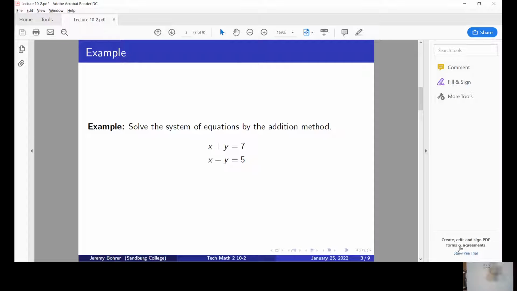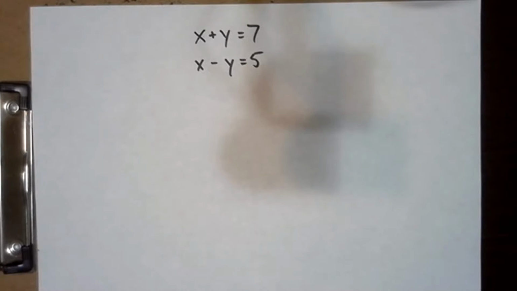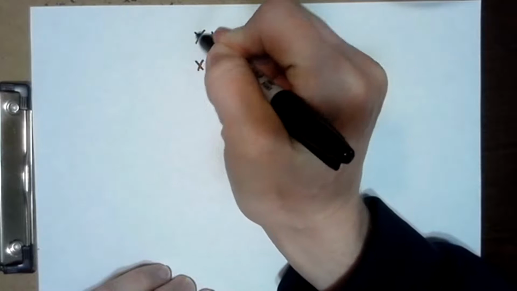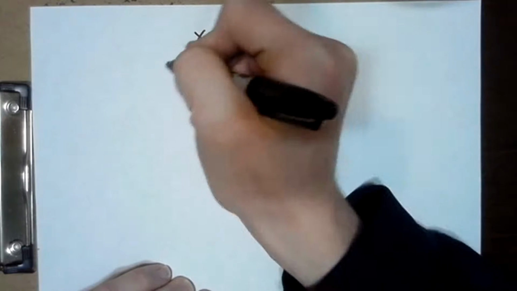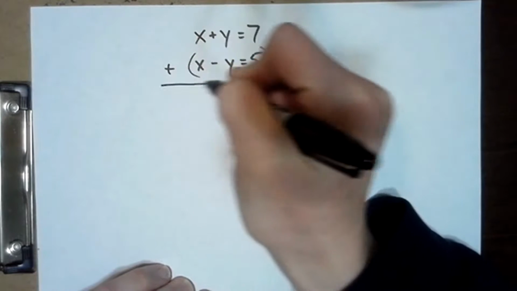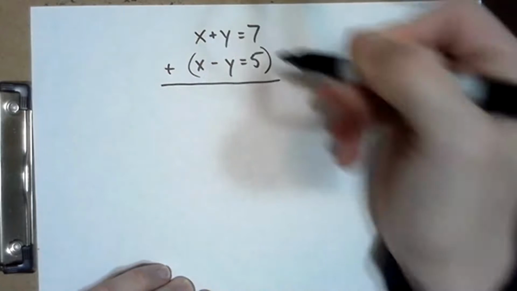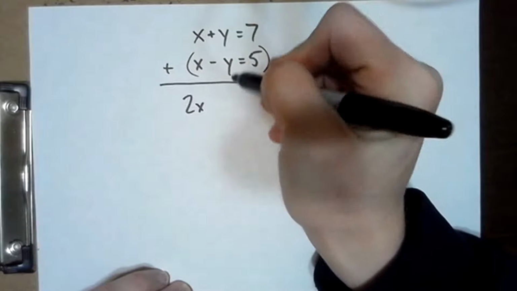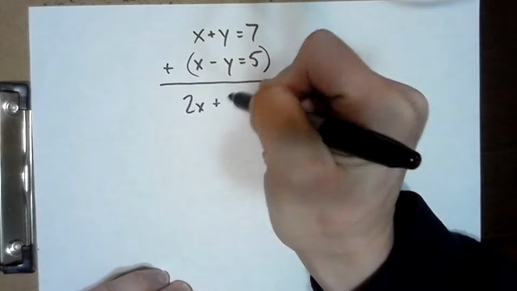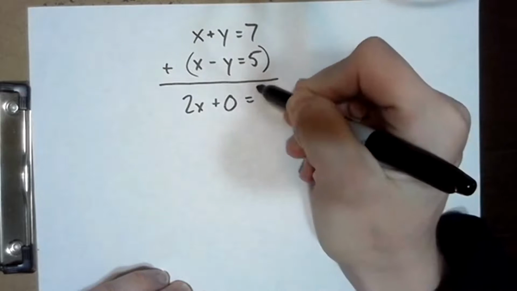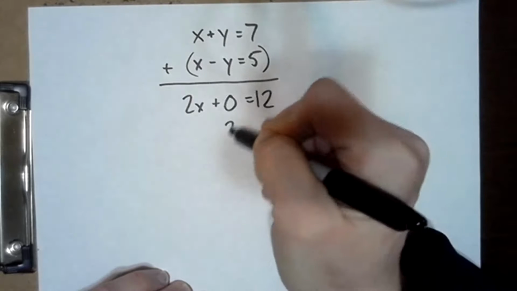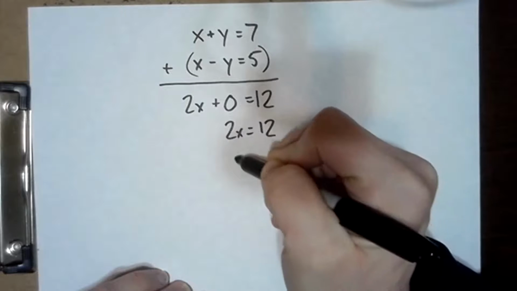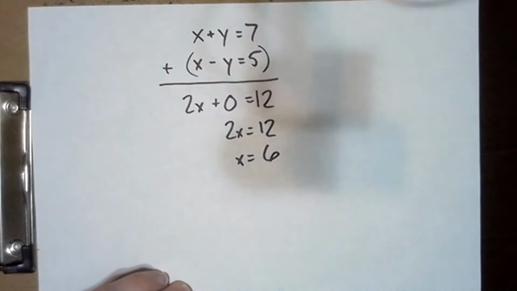So going over to our paper, we can pretty quickly see that here are our two equations again, and all we really need to do is add the two equations. If I add these together, just add our like terms, we've got 2x, y minus y is 0, equals 7 plus 5 is 12. So 2x equals 12 means that x equals 6.